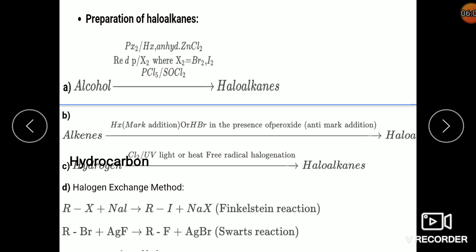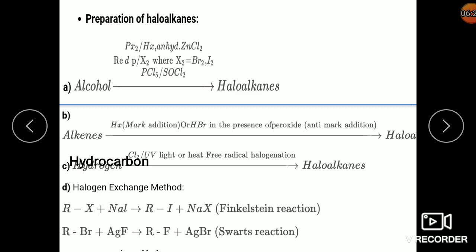Then if you want fluoroalkane, in that case you will start from bromoalkane, you will treat it with silver fluoride, and you will get fluoroalkane and the byproduct. The name of the reaction is Swarts reaction. Whenever you get a name for the reaction, these are called name reactions, and these are very important.